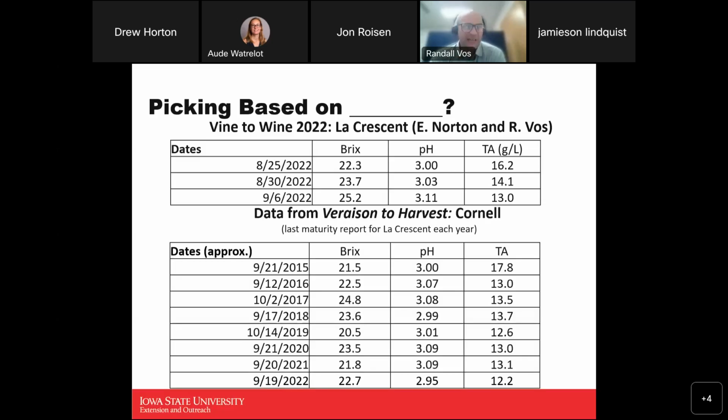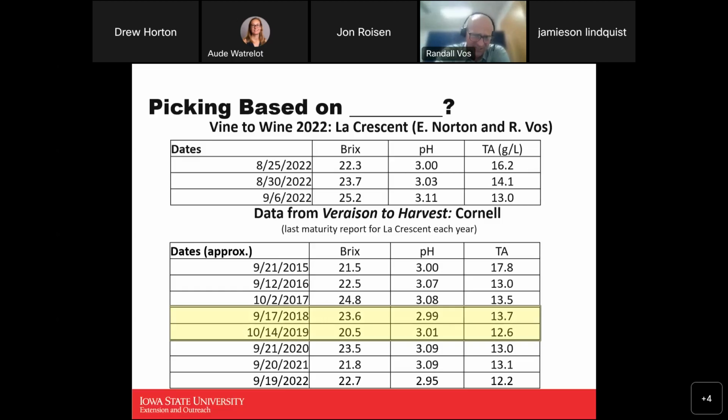So I also pulled some data for Crescent from the Cornell Veraison to Harvest newsletters. If you aren't familiar with them, weekly, starting at Veraison, they publish the Brix, pH, and TA of cultivars in their plots, and then they note when they harvest it. And so I just pulled the last 8 or so years. And I don't know 100% that those dates on the left are when they harvested. That's just the last maturity date in the newsletter. I just want to point out a couple spots on there.